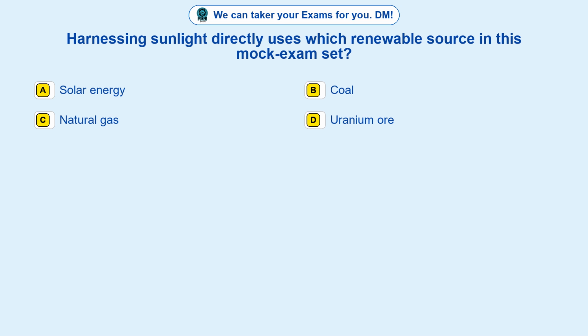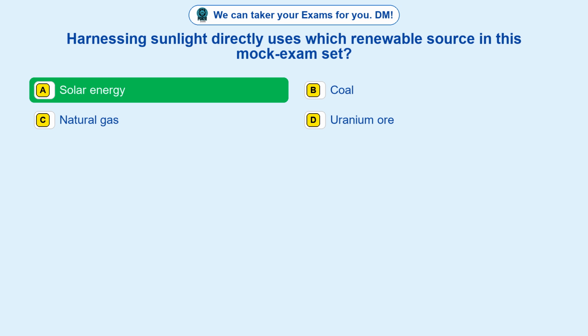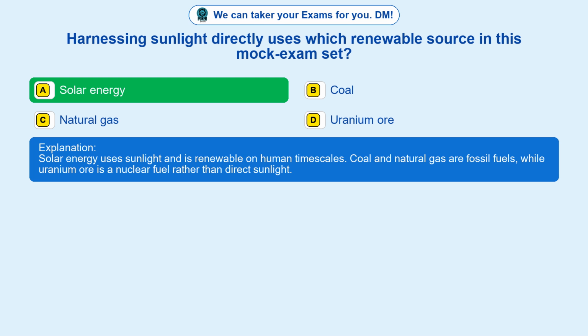Question 98. Harnessing sunlight directly uses which renewable source in this mock exam set? Option A, solar energy. Option B, coal. Option C, natural gas. Option D, uranium ore. The correct answer is option A, solar energy. Solar energy uses sunlight and is renewable on human time scales. Coal and natural gas are fossil fuels, while uranium ore is a nuclear fuel rather than direct sunlight.